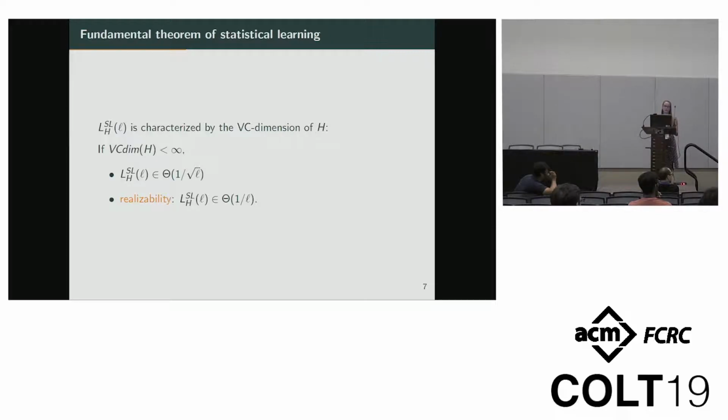Now, in the supervised setting, this convergence rate is characterized by the VC dimension, as we know. So if H has finite VC dimension, we have convergence rate 1 over square root of L. If we add realizability assumptions, 1 over L, and if the VC dimension is infinite, then we have no convergence.